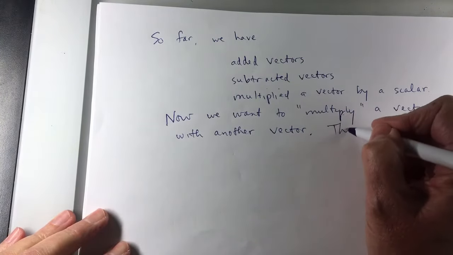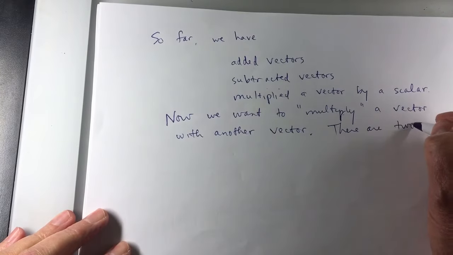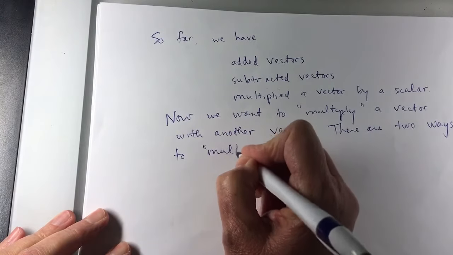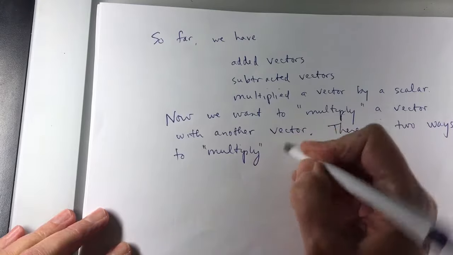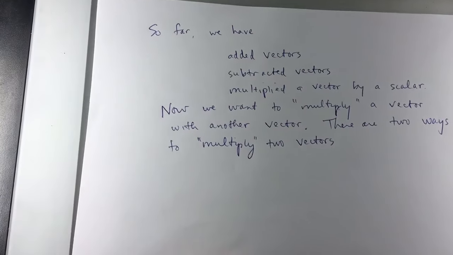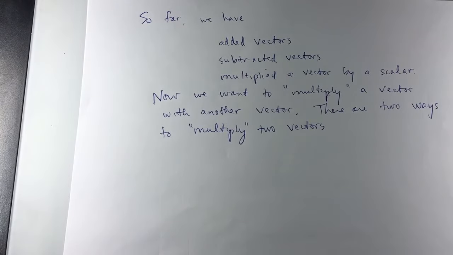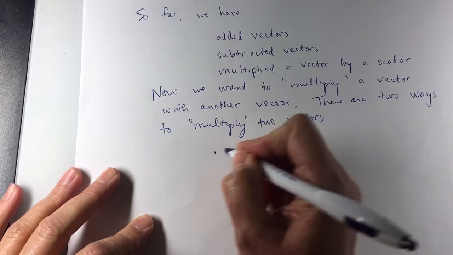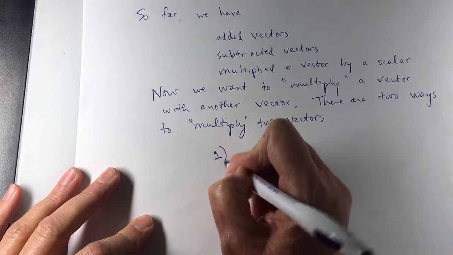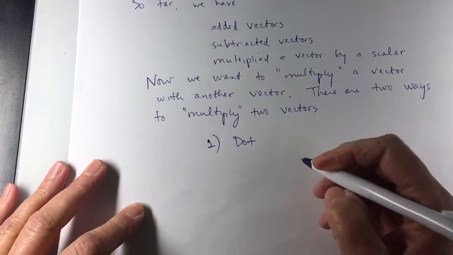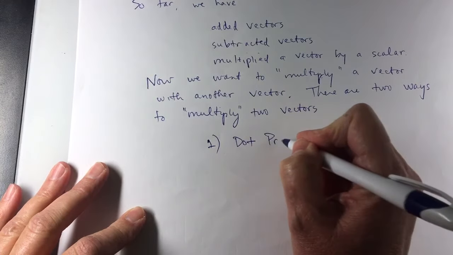So there are two ways to multiply two vectors. And one of the ways is in 12.3. So one of the ways is with something called, here I'll call it number 1, I was going to put a little bullet point, but then I realized that could be confusing. One of the ways is the dot product.